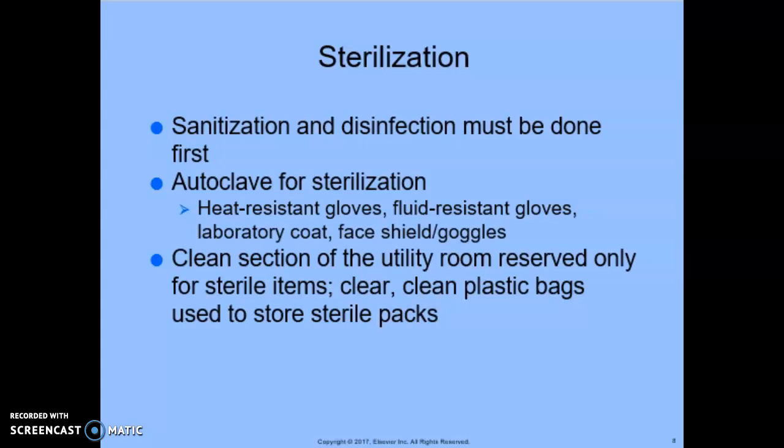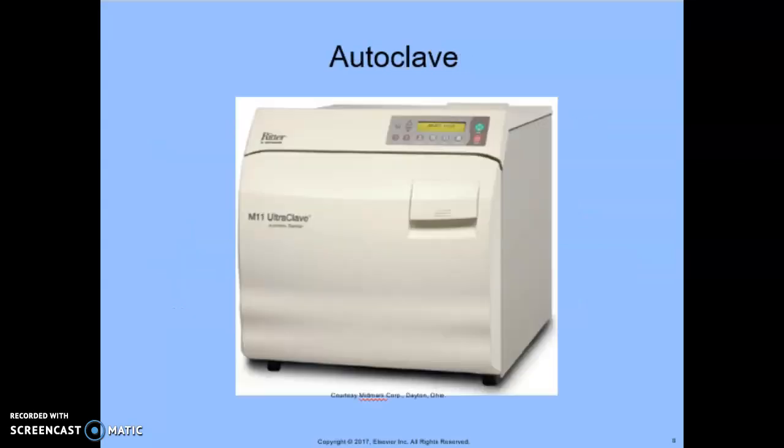Clean section of the utility room is reserved only for sterile items that are in the clean plastic bags that are used to store the sterile packs as well. So we want to make sure that we also know how to store our autoclaved items correctly. This is a picture of an autoclave. It looks very similar to one that you have in our lab and that you will be using throughout the course. And this causes steam under pressure, which kills all pathogens and spores, right?